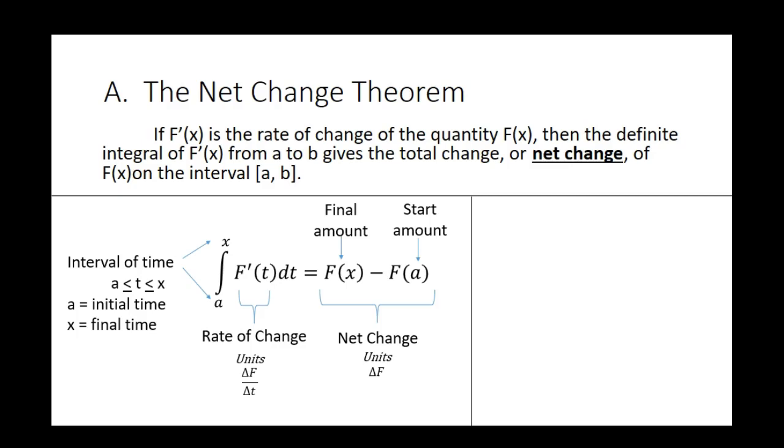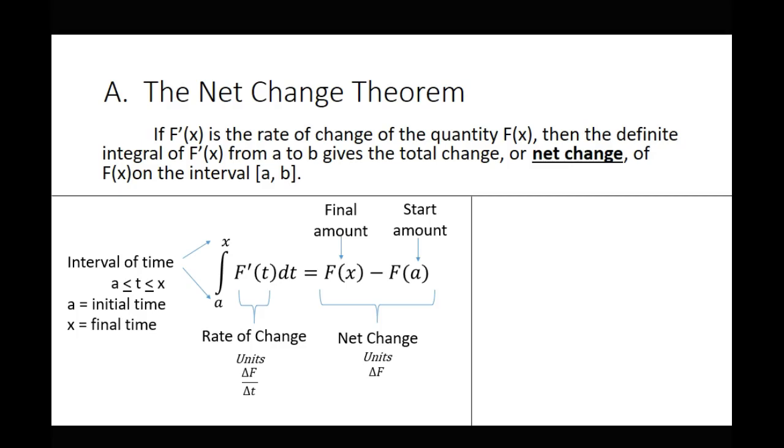Now, a lot of times, this represents our starting amount, right? If you plug in A, this represents where you started. So where did our car start in terms of distance? 0. And this gives us our final place. So where did our car end up at the end? 230. And if you subtract the start from the end, you get the total, right? The net change.